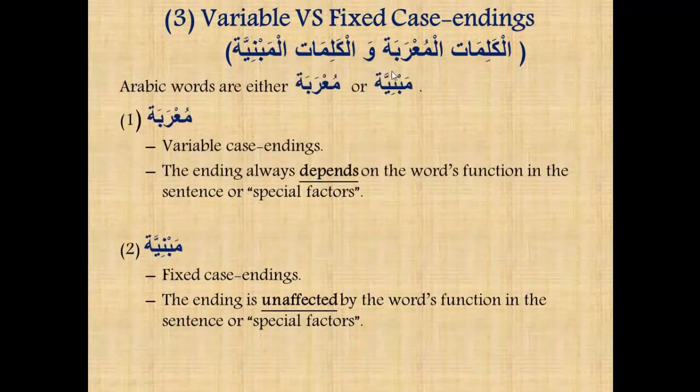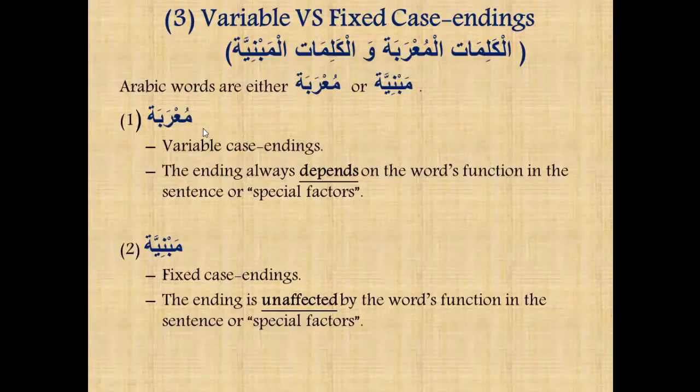Arabic words can be categorized into two groups in terms of case endings. Group number one, mu'raba. Group number two, mabniya. Mu'raba words have variable case endings. Why are they variable? Because the ending depends on the word's function or role in the sentence, or on the presence of special factors. So an example would be the word kitab. You can have kitabun, kitaban, or kitabin. That is a variable case ending. The ending of the word is different depending on the word's function or the presence of special factors.